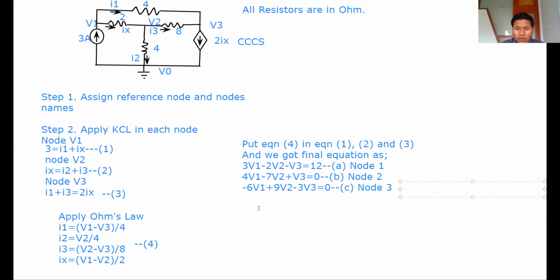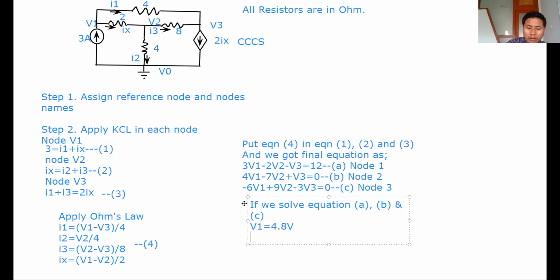Now if we solve these three equations A, B, and C, we'll get V1 is equal to 4.8 volt, V2 is equal to 2.4 volt, and V3 is equal to minus 2.4 volt. Now we got the node voltages: V1, V2, and V3.